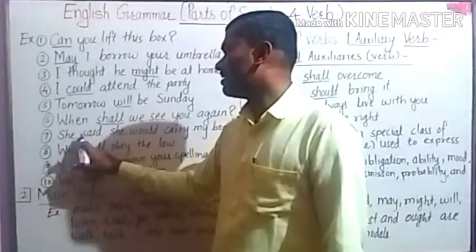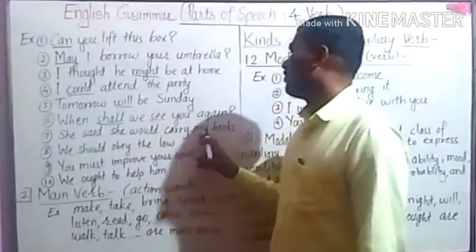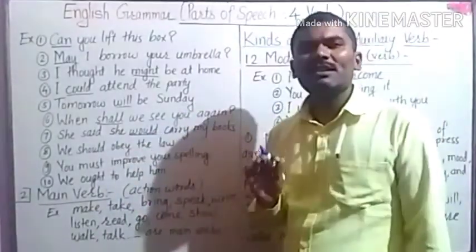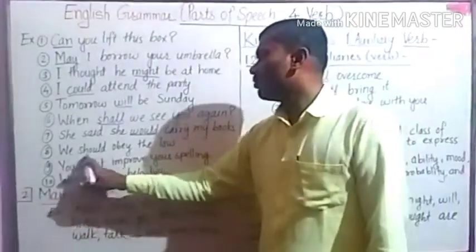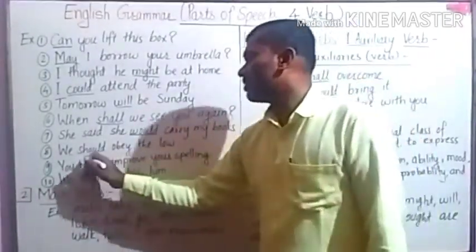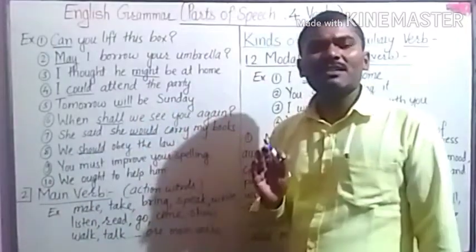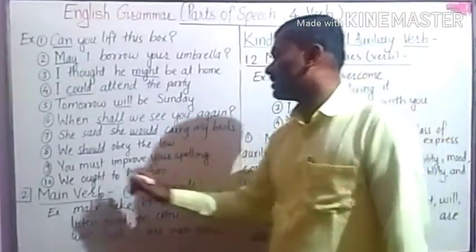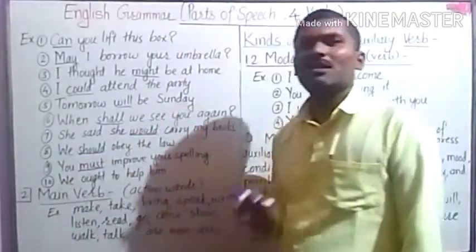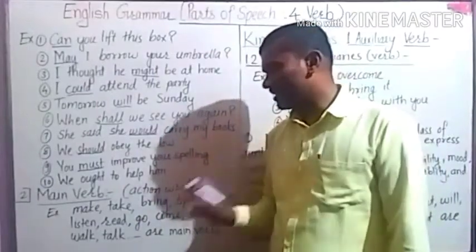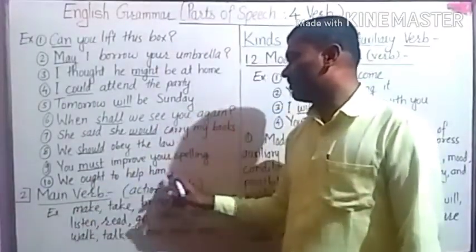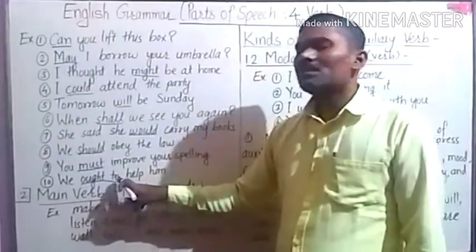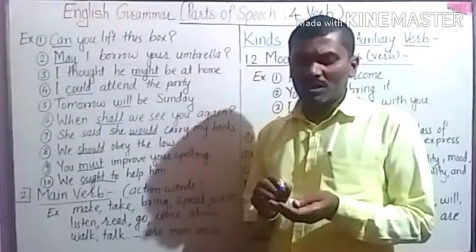Seven. She said she would carry my books. In this sentence, the word would is a modal auxiliary. We should obey the law. The word should is a modal auxiliary. You must improve your spelling. In this sentence, the word must is a modal auxiliary. We ought to help him. In this sentence, ought to, these two words are a modal auxiliary.